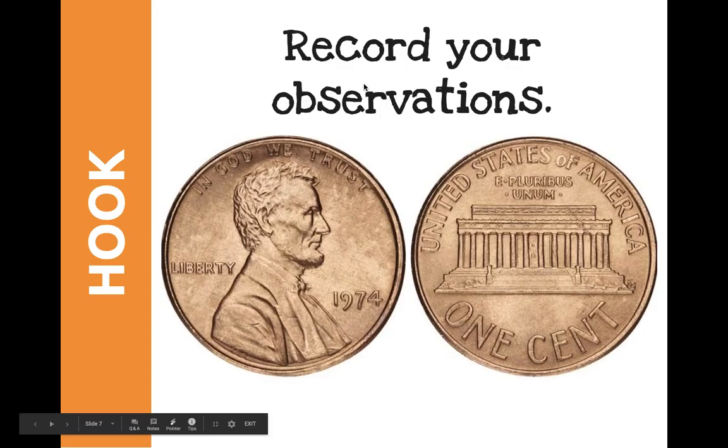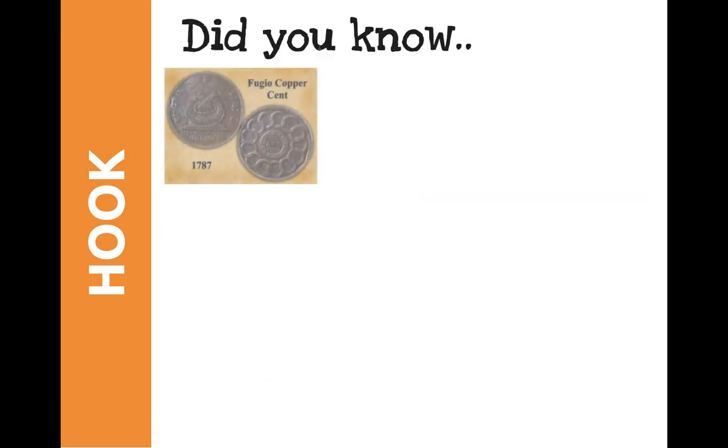Pennies used to be made out of real copper, but I want you to dig a little deeper at this. Did you know that the first penny looked like this? It's called the Fugio copper cent, and it was in 1787, which was right after the U.S. became a nation in 1776.